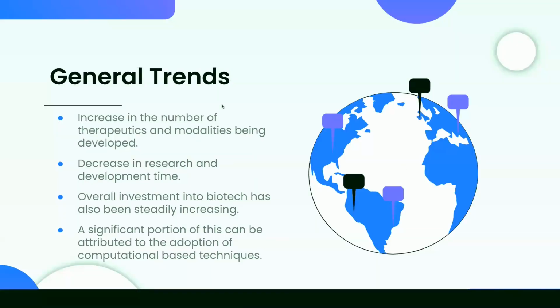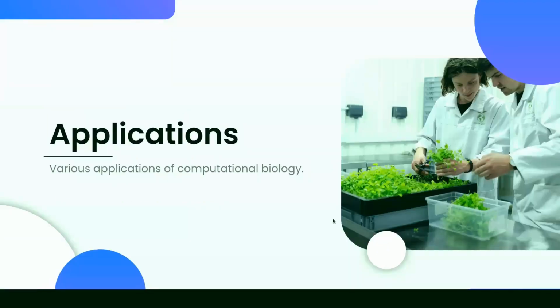Some general trends that we've been seeing are an increase in the number of therapeutics and modalities being developed, especially different types of therapeutics. We've seen a decrease in research time and development time for certain types of therapeutics and certain types of products in biology in general, molecular biology in general. Overall investment in biotech seems to be steadily increasing. It seems to be an overall positive trend, despite all the hype and despite some people being a little bit more bearish on biotech. And finally, we see a very significant portion of this can be attributed specifically to the adoption of computationally based techniques. So let's talk about some of the applications of computational biology.